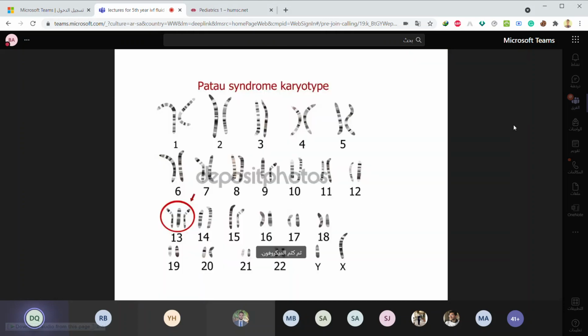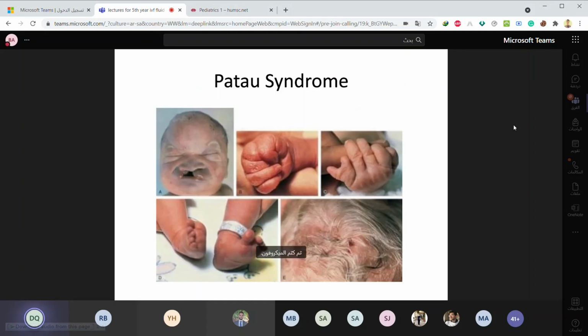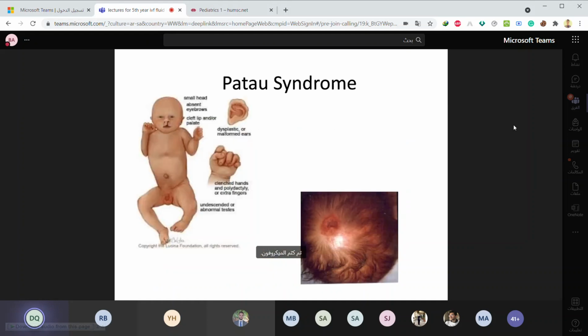This is trisomy 13. In certain situations, they are born dead. They have this characteristic finding, and the scalp findings are also characteristic. You have to know all of them. There is a table in Nelson. You have to know these signs and these findings.